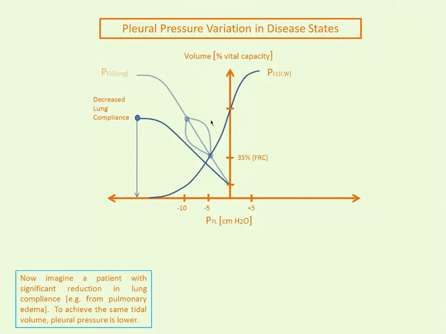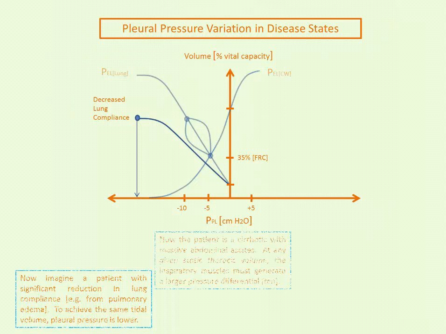So to get to the same lung volume at the end of an inspiration, just based on the static properties of the lung, a much lower pleural pressure must be generated. This is, again, saying nothing about airways resistance in this patient. This is just a patient with poor pulmonary compliance.